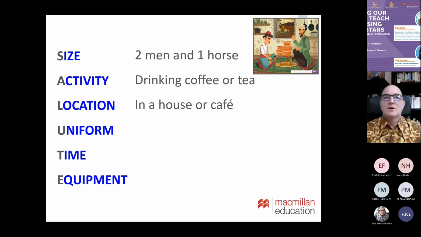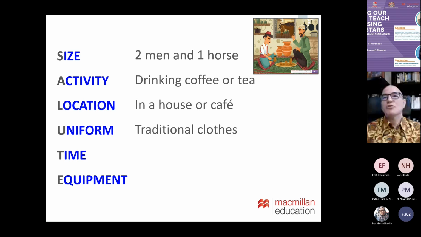All right. What are they wearing? The uniform. I've got traditional clothes. Okay. They're wearing hats, aren't they? I think the man on the right's wearing a turban, traditional costume. The horse is wearing a bridle, for example. A kurta. See, I'm not sure, Linda, how to pronounce what the men are wearing, but I've just said traditional clothes. But maybe my students can tell me what these traditional clothes are called.